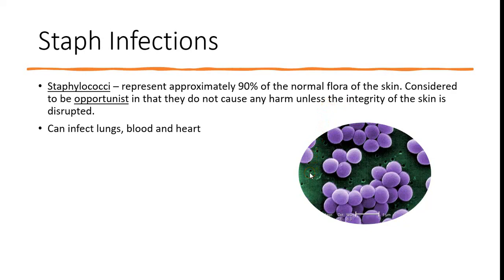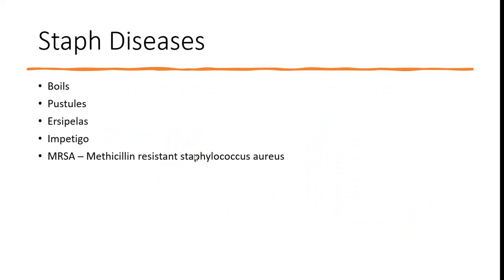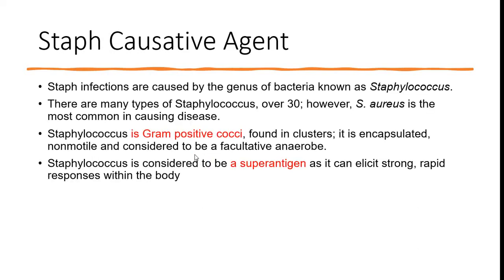So once it gets into those deeper tissues like the lungs and the blood and the heart, then it's got the potential to cause disease and illness. So, what kinds of diseases can you associate with staph? Boils, pustules, erysipelas, impetigo, and even what most of you have probably heard of as MRSA, which is that methicillin-resistant Staphylococcus aureus. So, again, what's the causative agent when we're referring to staph? Staph infections are caused by the genus Staphylococcus.